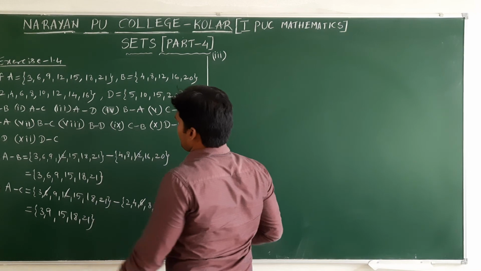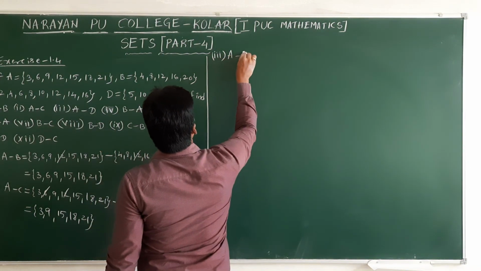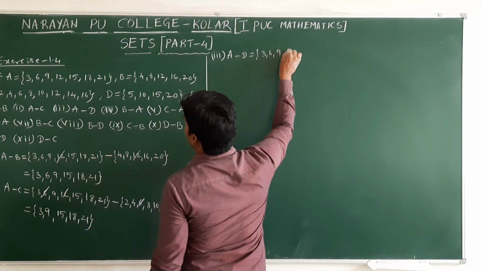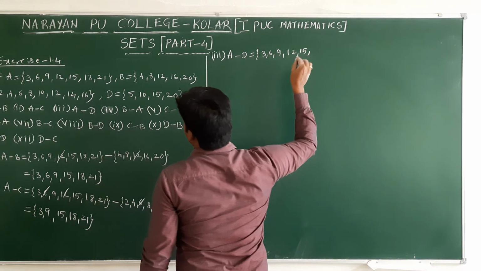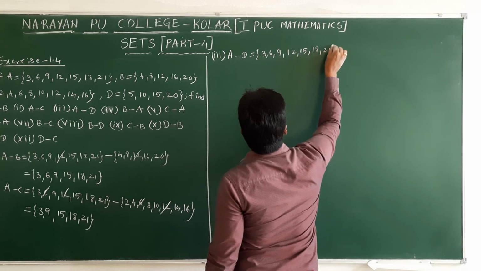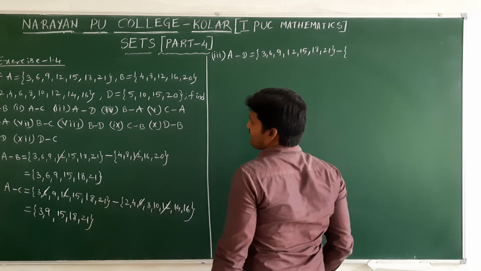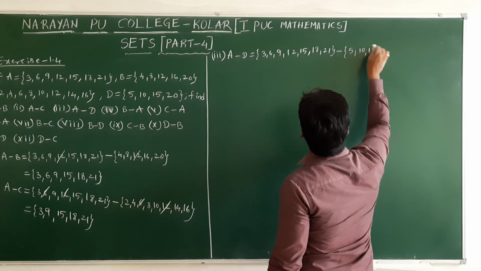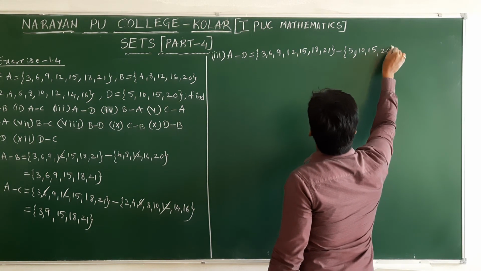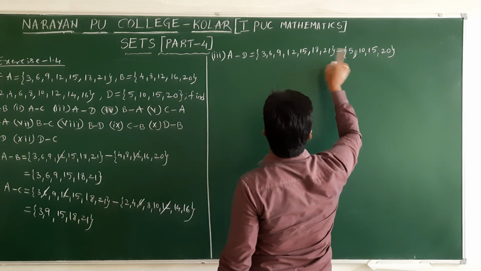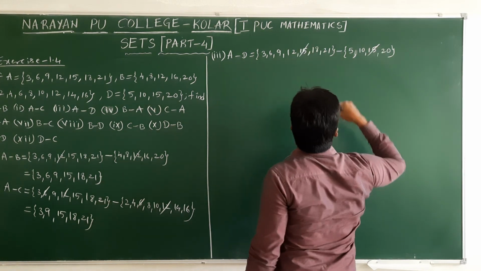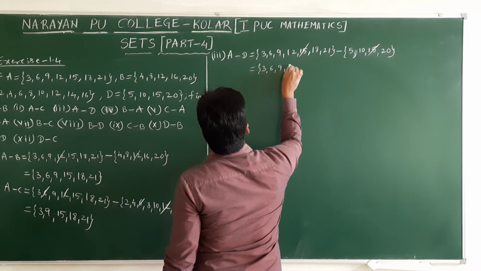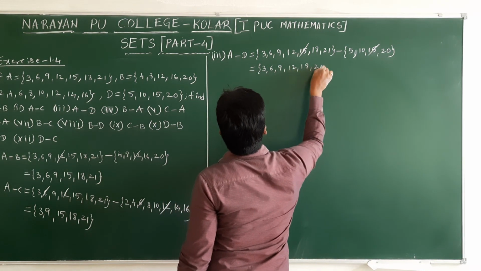Third one, A minus D. A is 3, 6, 9, 12, 15, 18, 21 minus D, which is 5, 10, 15, 20. Common elements: 5 is not there, 10 not there, 15 yes it is there, 20 leave it. Remaining: 3, 6, 9, 12, 18, 21.